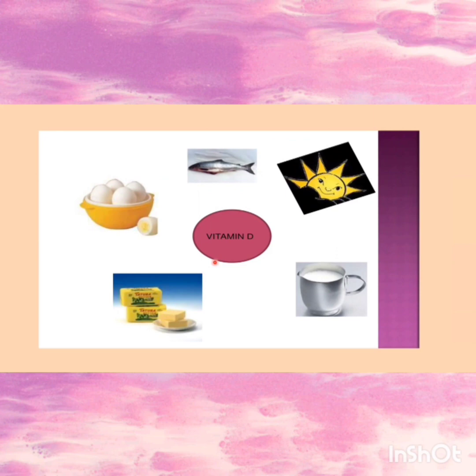Come to the vitamin D. Vitamin D helps our body to use calcium for bones and teeth. Foods that are rich in vitamin D are shown in the figure. You can see here eggs, fish, milk, and here butter. Children, our body also prepares vitamin D in the presence of sunlight. It's a very important point to note.